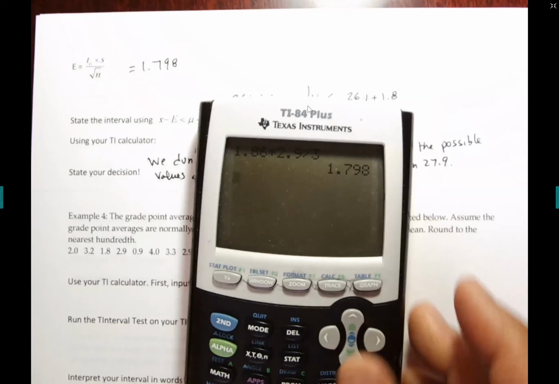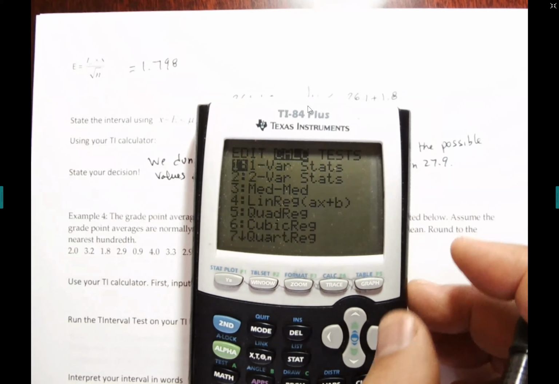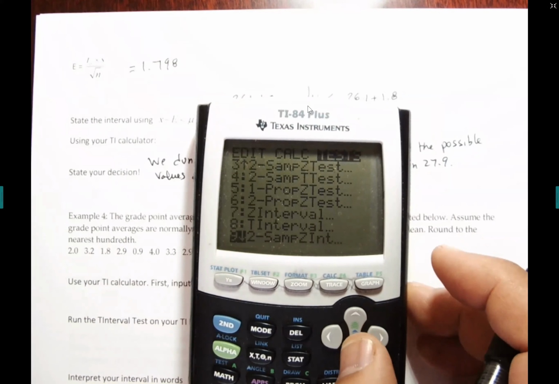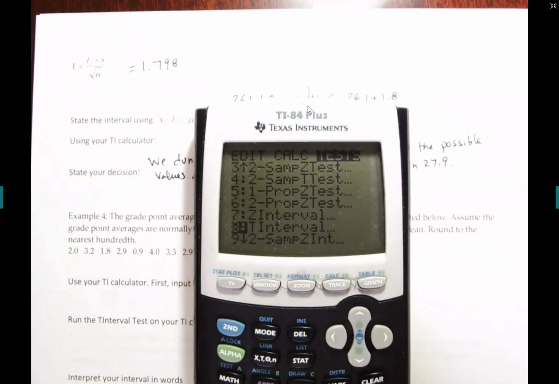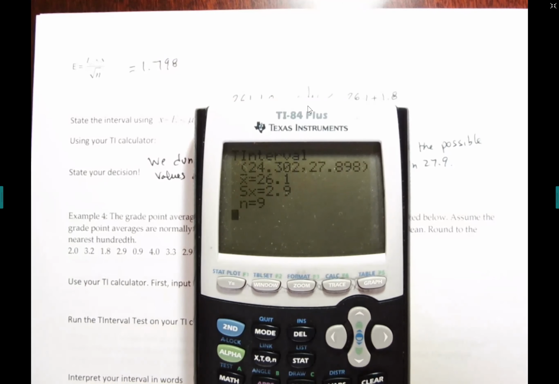How could we have done this on the calculator? Let me show you very quickly. You go to stat, calc, tests, and it's number 8, guys. That's the highlight of today's section. It's number 8, the interval. We're coming to data in the next question. So X bar is 26.1, 2.9 for S. N is 9. Don't put 8 here. It says N, not degrees of freedom. Sometimes students make a mistake and put N minus 1. No, it says N, as you can see. And the confidence level, we need to change it this time to 90. And here you go, guys. You're going to get the same interval, 24.3 and 27.9.